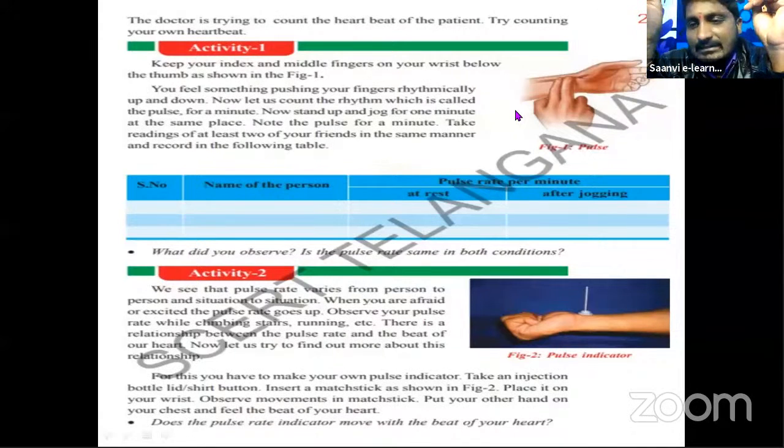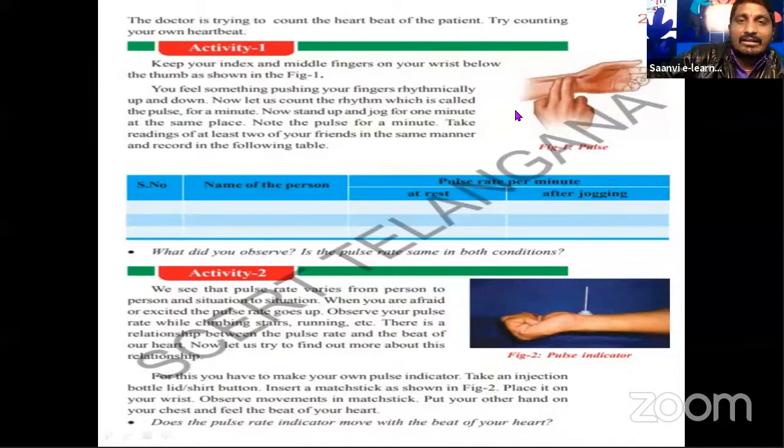Let us check our pulse by making our own apparatus, our own instrument. The required materials are one shirt button and one toothpick. Okay, the stick and button, you can be ready. Let us do that activity in the next class. Not only one person, all persons can do that at a time.